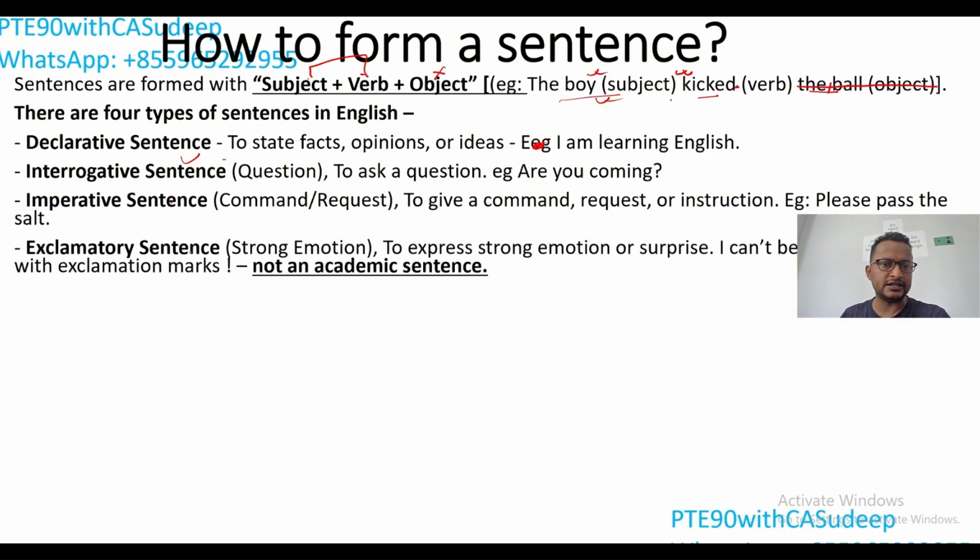And exclamatory sentences, to show emotions. Oh, I can't believe this. Oh, this is so sad. You show your strong emotions or surprise, and in that context, these are exclamatory sentences. You don't need to worry about it.